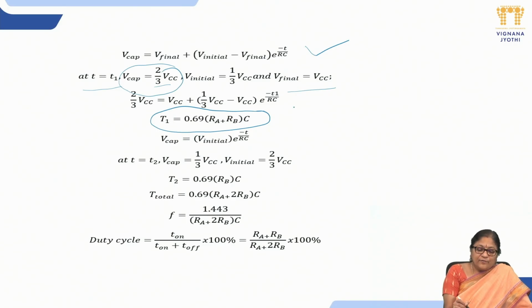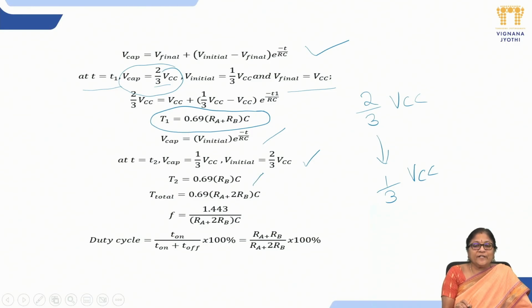And similarly, from the 2/3 VCC which it has achieved, it should drop down from 2/3 VCC to 1/3 VCC at the end of the discharge time. For that, we have to take the discharge equation. V capacitor is V initial into e power minus t by RC. At time t equal to T2, it discharges from initial 2/3 VCC to 1/3 VCC. You substitute these values, and I get the discharge time as 0.69 RB into C.